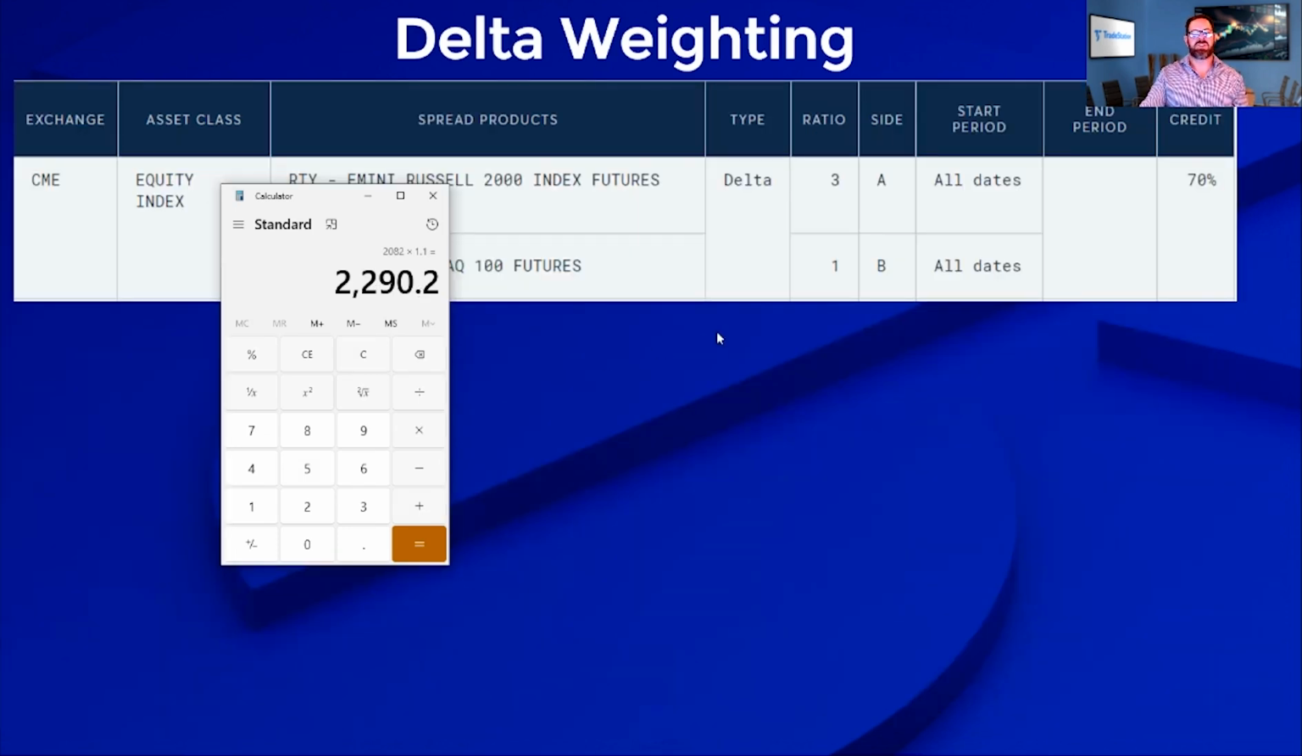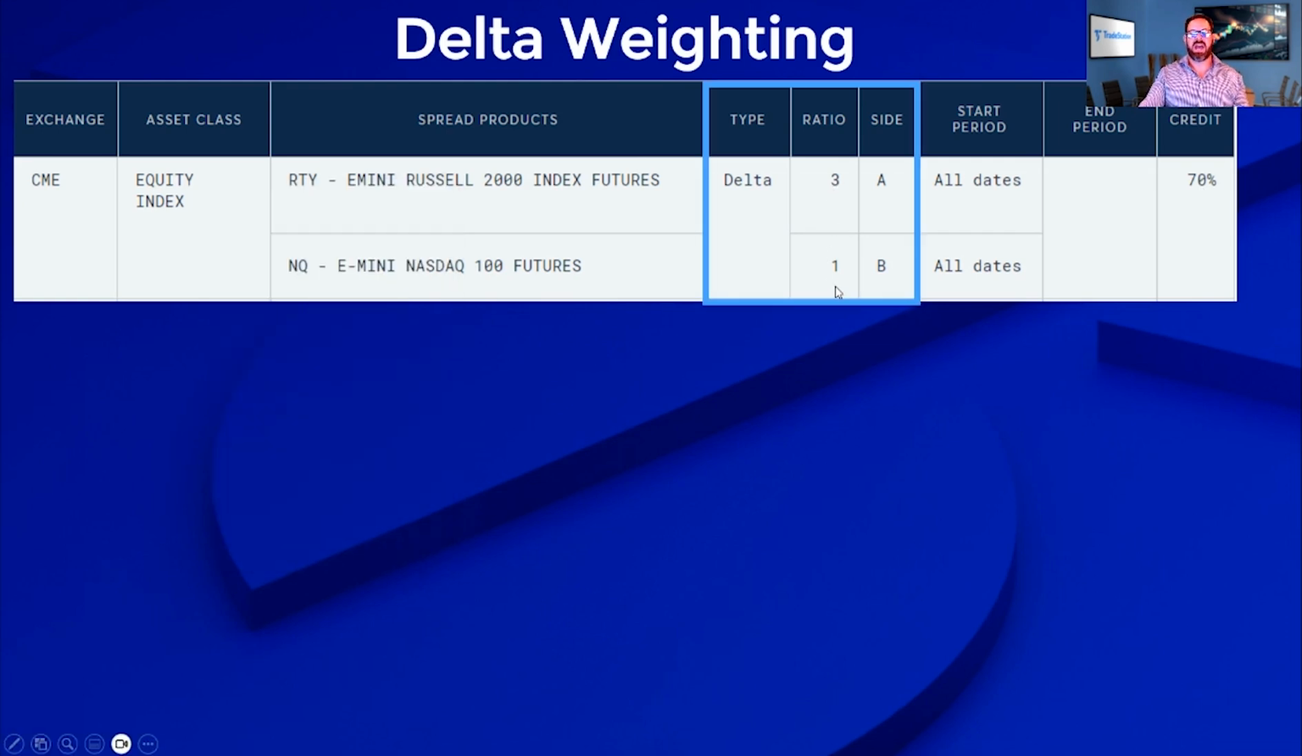Now, on intermarket spreads, sometimes you'll see it as a credit given. So whatever the initial margin would normally be for 3 Russell contracts and 1 NASDAQ contract, you only have to come up with 30% of that. So it'll be less than the full margin, but there's still a cost of margin, a deposit you have to put down in order to be able to trade this.